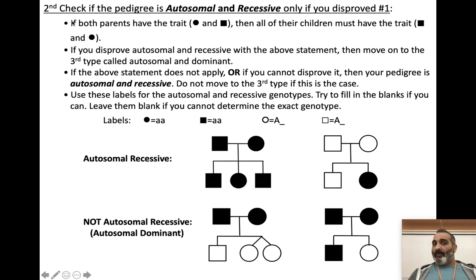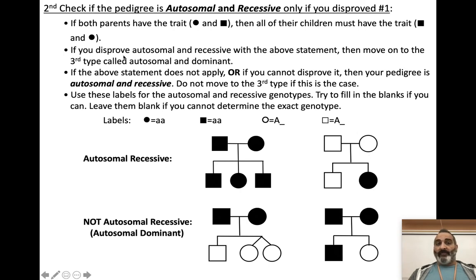So there's only one rule here. Both parents have it, all their children must have it. That rule doesn't apply to this one. Not applying does not mean it is false. It just means you cannot prove it wrong. If you cannot prove it wrong, that is what you have.